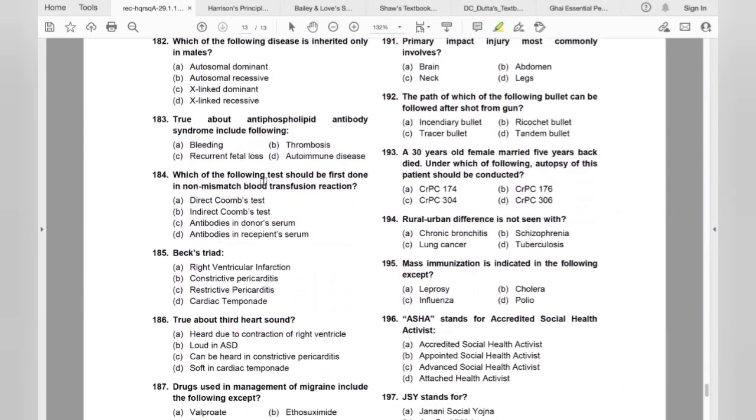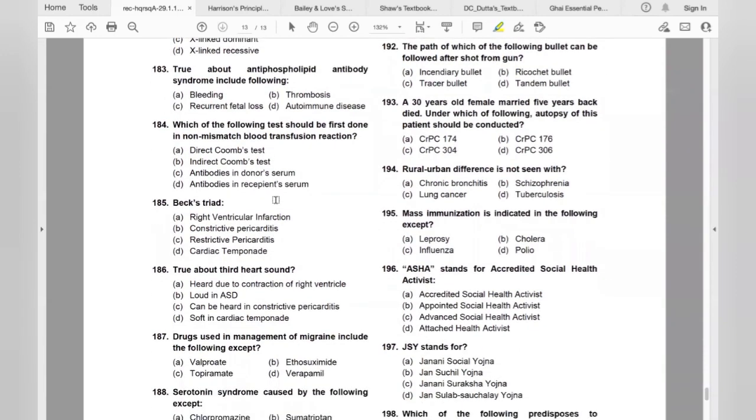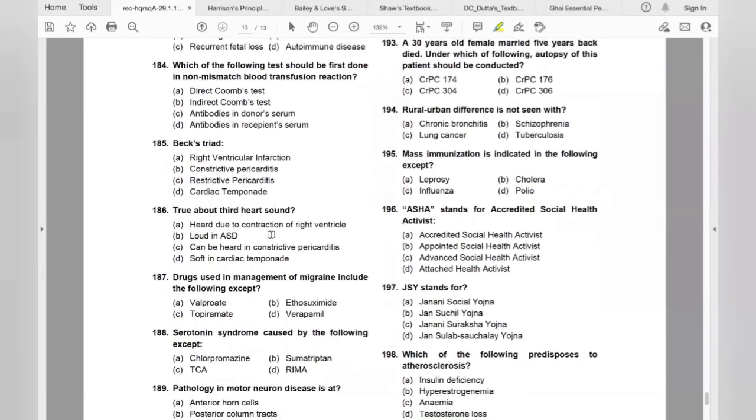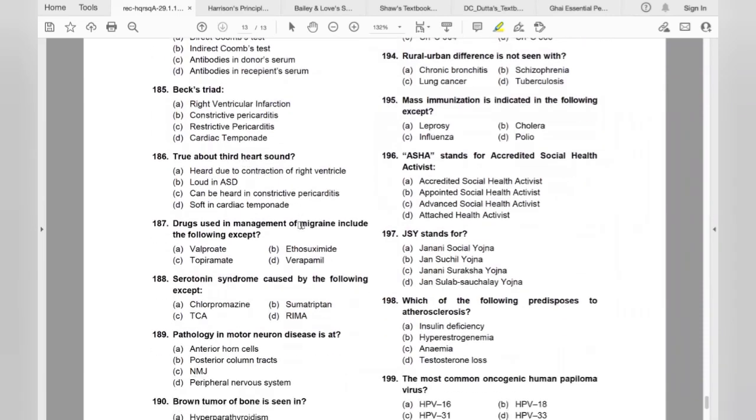True about antiphospholipid antibody syndrome includes following. So answer is bleeding. Which of the following tests should be first done in non-mismatched blood transfusion reactions? Answer is direct Coombs test. Beck's triad. So here answer is cardiac. Beck's triad is seen in cardiac tamponade. True about third heart sounds. Here due to contraction of right ventricle.